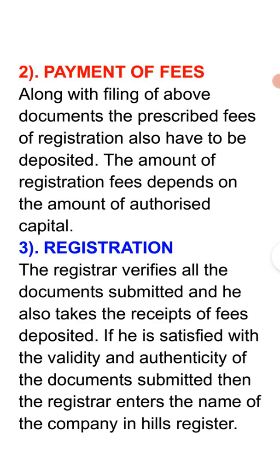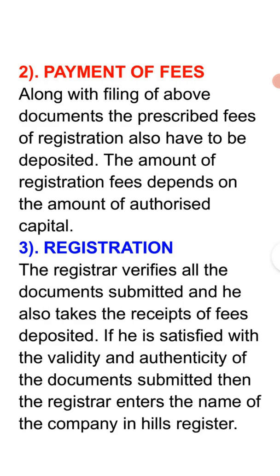It will be positively associated with the authorized capital. If you have less authorized capital, then you have to pay less registration fees, and if you have a higher amount of authorized capital, then obviously you have to pay a higher amount of registration fees. Thereafter, registration is the third step.